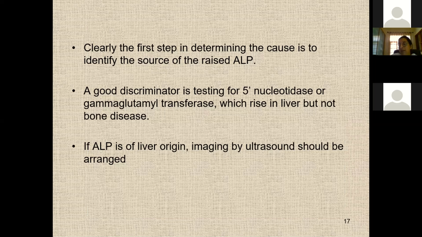So if you find alkaline phosphatase is raised, at once you need to see the gamma GT. If the gamma GT is normal, it is coming from the bone. If the gamma GT is increased, it is coming from the liver, because in bone disease, gamma GT is normal. And you need to get an ultrasound abdomen done to rule out biliary obstruction.